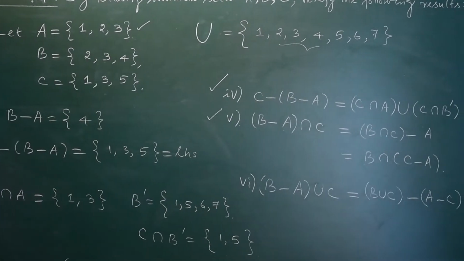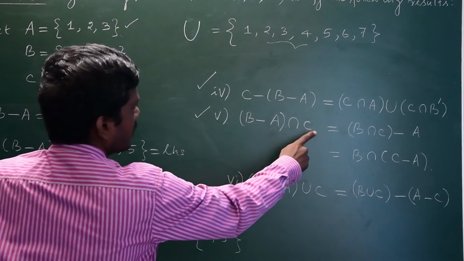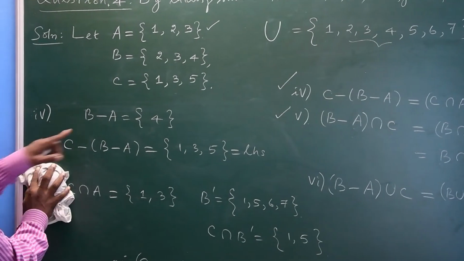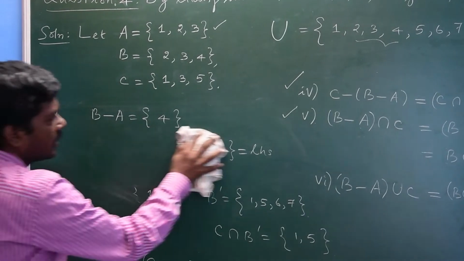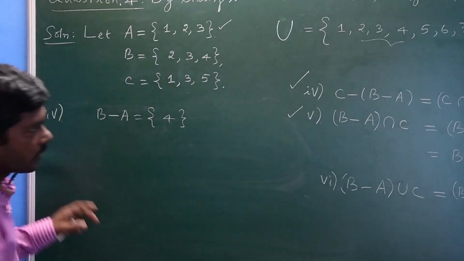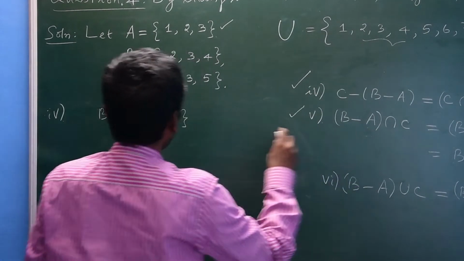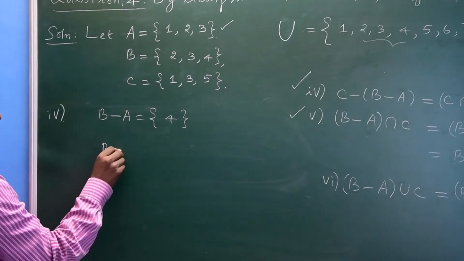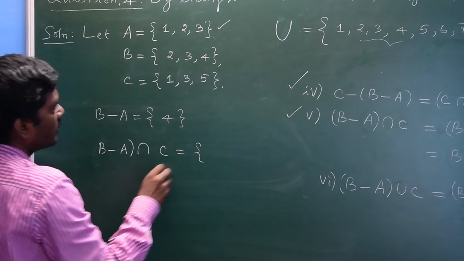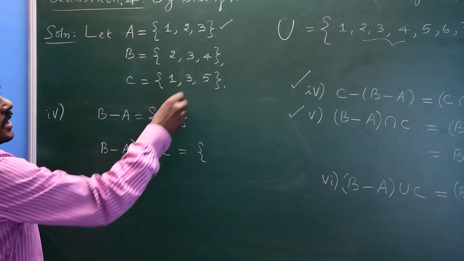So let us solve the fifth problem. What do we have? We have B minus A and C also. Now what we are going to do is, let us keep B minus A as it is. So for the fifth problem, B minus A is there. So now B minus A intersection C. What is B minus A intersection C? B minus A intersection C is empty.